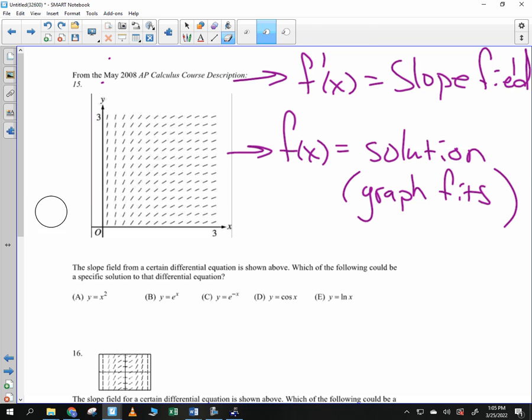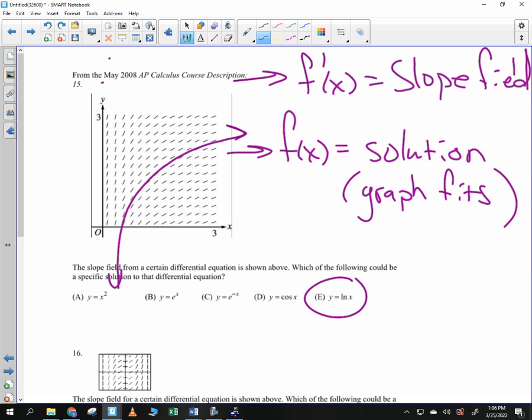Remember what e to the negative x looks like? Looks like that. Does that fit? Nope. Cosine graph. Remember what the natural log graph looks like? Starts down and it kind of turns up like that. Does that fit? Yeah, it sure does. So in fact, y equals natural log of x.